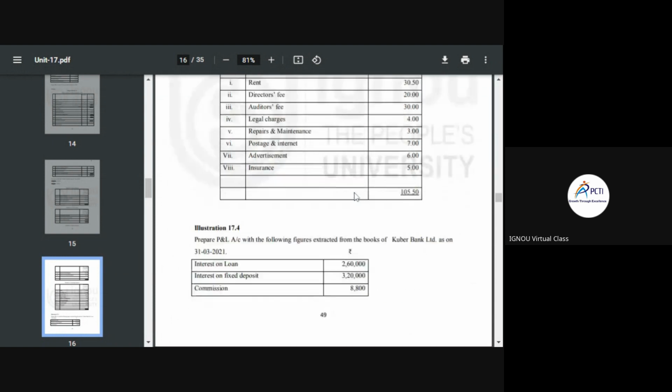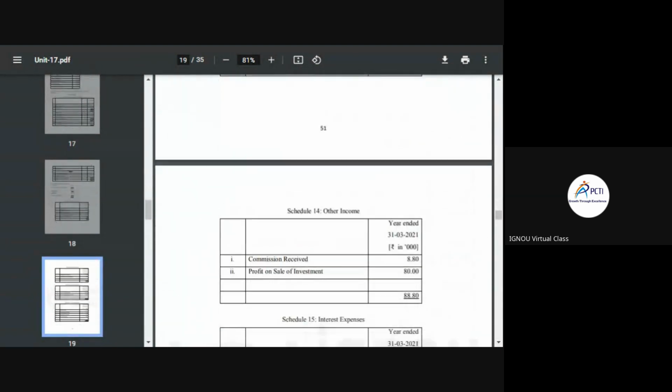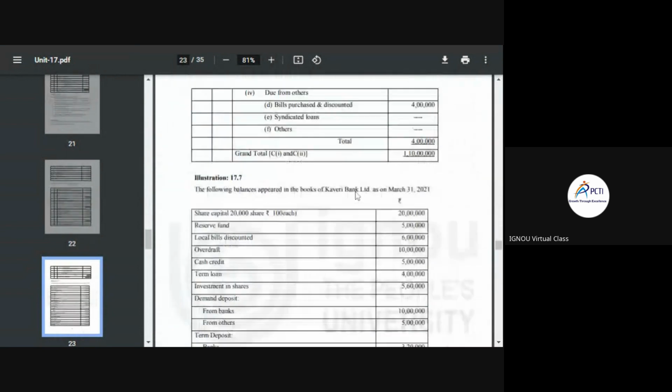So these are the illustrations which you need to solve at your home from this particular unit.